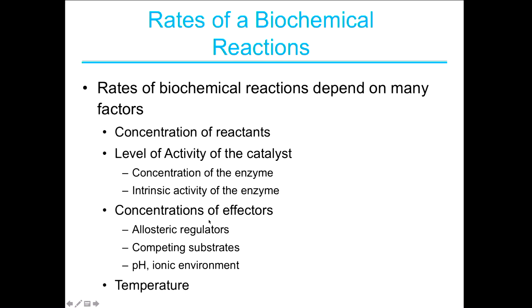There can also be concentrations of effectors. So this is a general term, allosteric regulators. Different things can bind to enzymes, and these are generally outside of the active site, but they bind somewhere and adjust the enzyme to make it likely to go faster or not so fast when there's substrate around. So it'll bind it and make product faster.